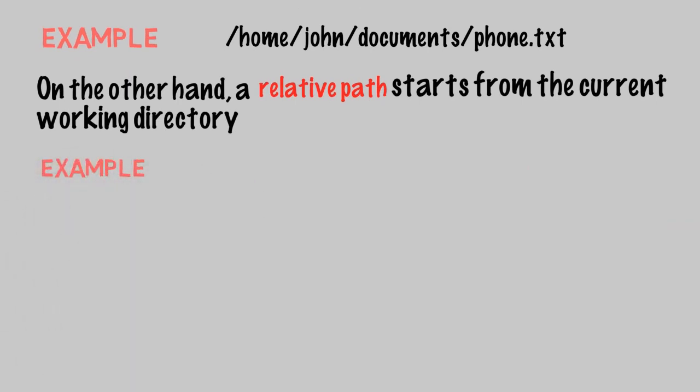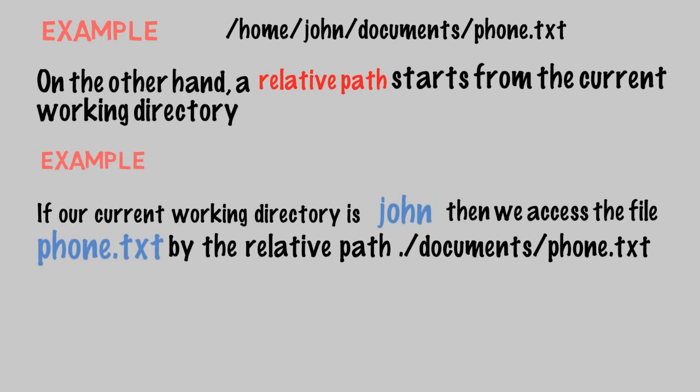Another way is to use the relative path, which starts from the current working directory. So if you are currently working in John's directory, you don't need to access the phone.txt by the absolute path name. You can use the relative path name instead: ./documents/phone.txt. The relative path name is usually shorter than the absolute path name.